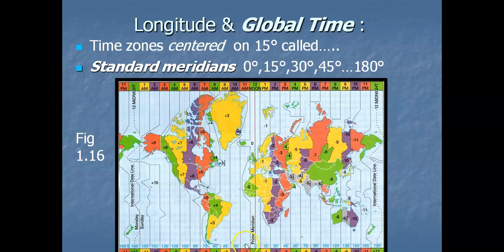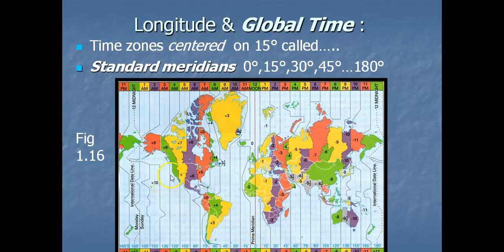Now, there are dashed lines here. This would be the standard meridian, our 15 degrees west. And then add another 15 degrees. Another standard meridian would be 30 degrees. Another standard meridian would be 45 degrees. Another standard meridian would be 60 degrees.